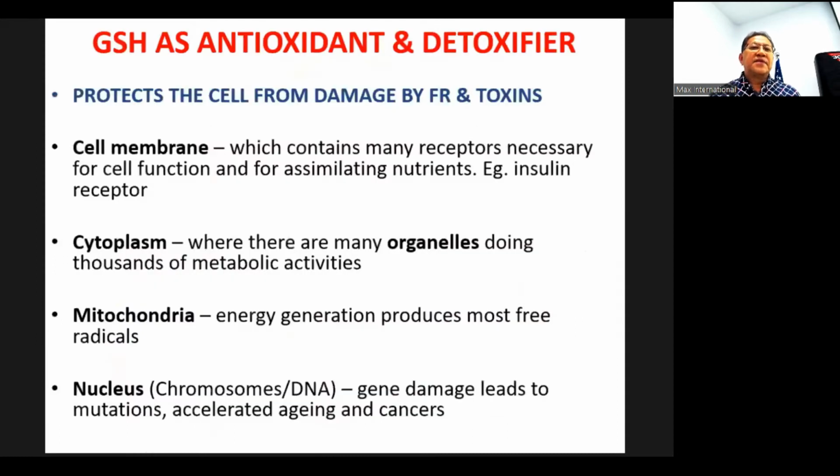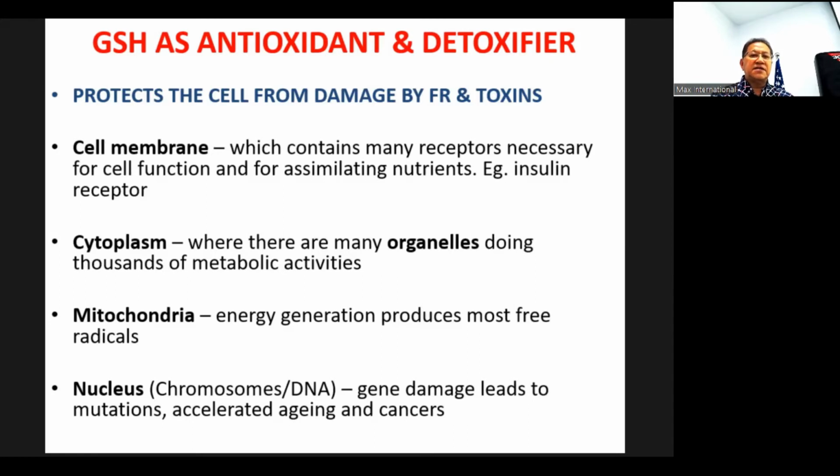Okay, so let's see how glutathione as an antioxidant and detoxifier protects the cells. Now we go into the different components of the cells. Well, the cell membrane contains many receptors necessary for cell function and for assimilating nutrients. For example, the cell membrane has insulin receptors and other hormone receptors, so many receptors on the surface. And all these need to be protected. They need to be in pristine condition to perform their function as receptors.